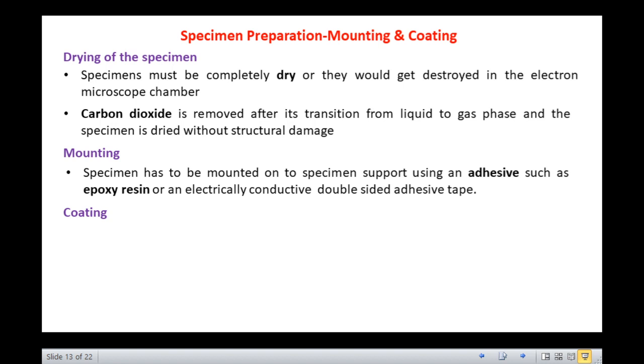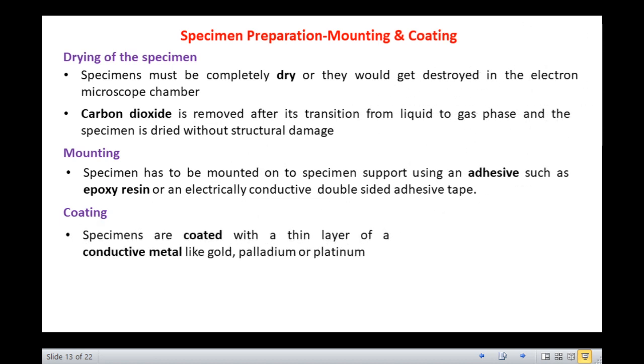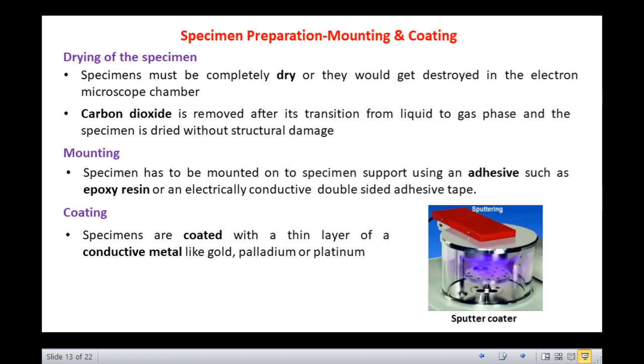The idea of coating or staining the sample is to increase its conductivity in the electron microscopes and to prevent the buildup of high voltage charges on the specimen. Typically, specimens are coated with a thin layer of approximately 20 to 30 nanometers of a conductive material like gold, palladium or platinum. This is usually done by a machine called sputter coater.